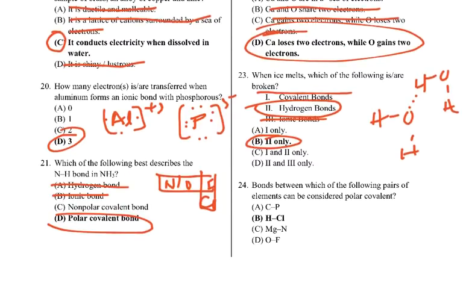Okay, bonds between which of the following pairs of elements can be considered polar covalent? Polar covalent. So we're looking for a metal? No, we're not. We're looking for a nonmetal and a nonmetal, and we need one that's a strong nonmetal and one that's a weak nonmetal. So C and P, we can knock that out because they're both weak. H and Cl, that's good because Cl is one of our strong nonmetals, H is not, so that's the answer. Mg and N, that's a metal and nonmetal, that's going to be ionic. And O and F, both of those are strong nonmetals, so that would be nonpolar covalent as well.